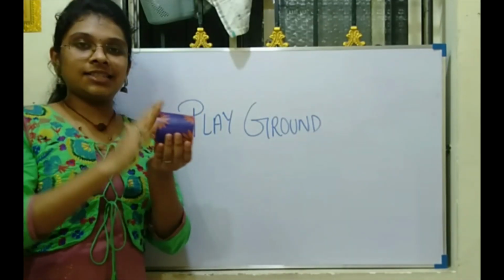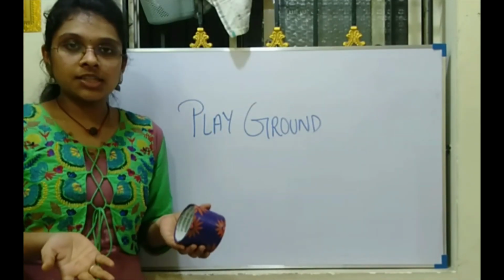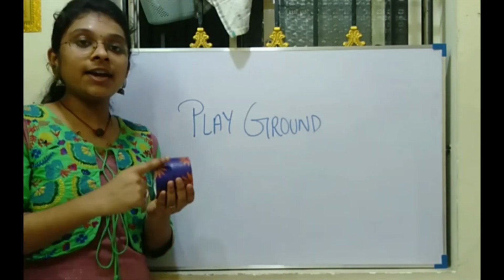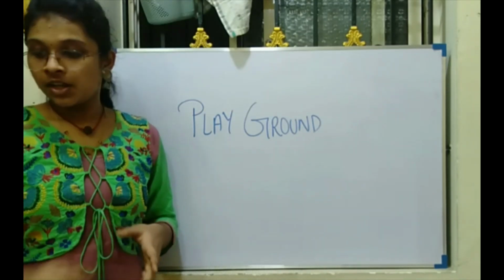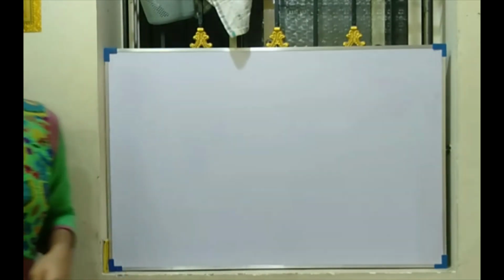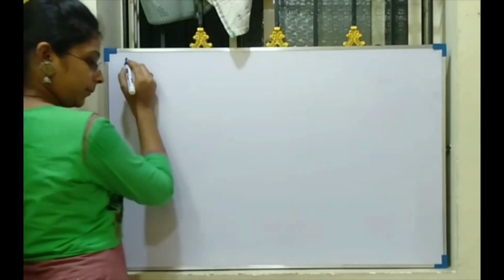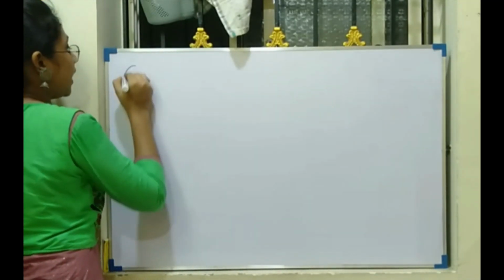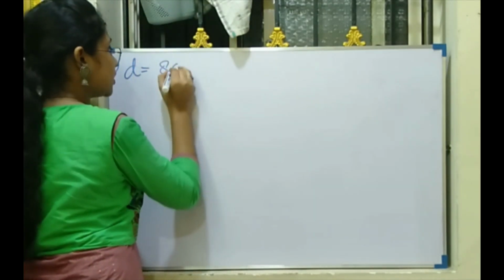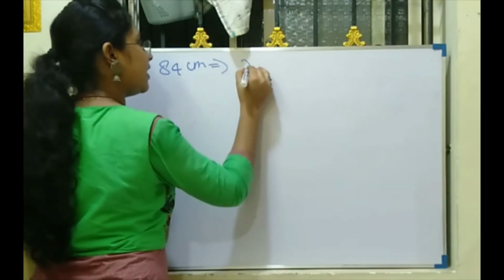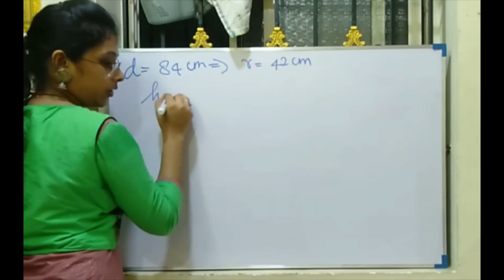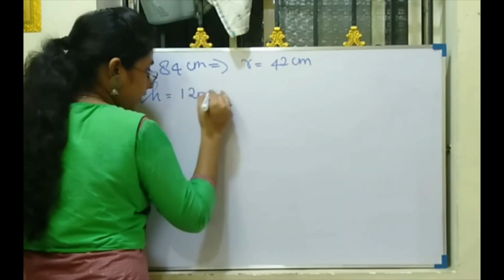The two ends don't count, so we don't have to find the total surface area. We just have to find the 500 revolutions, which is equal to 500 times the curved surface area. Now let's find the curved surface area of the roller. The diameter of the roller is 84 centimeter, which means the radius will be 42 centimeter, and the height of the roller will be 120 centimeter.